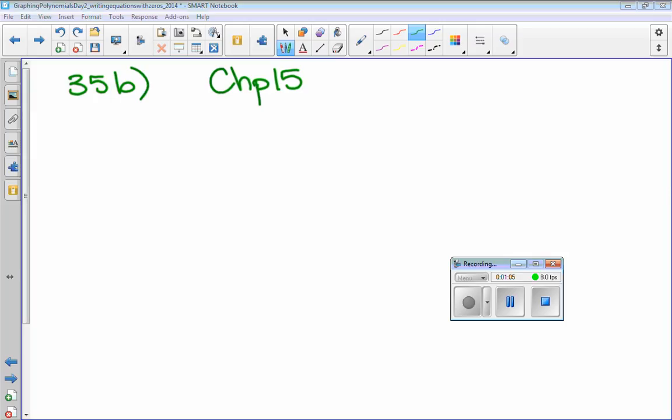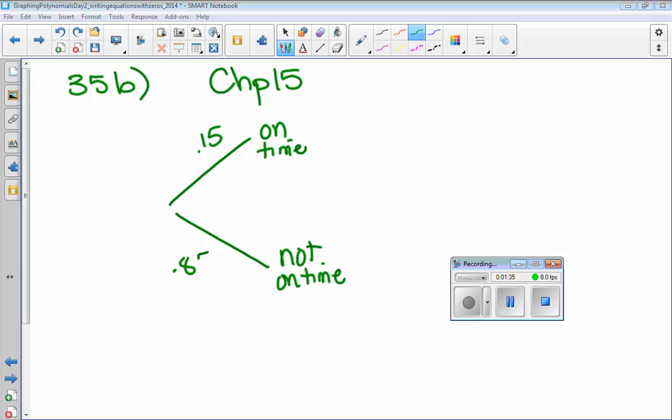So in question 35, it says Leah's flying from Boston to Denver with a connection in Chicago. The probability her first flight leaves on time is 0.15. So we're going to look at the first flight, and it leaves on time. It's going to be 0.15. O'Hare is notoriously late getting people flying out. So we have 0.15, and then we have not on time. What would that be? 0.85.